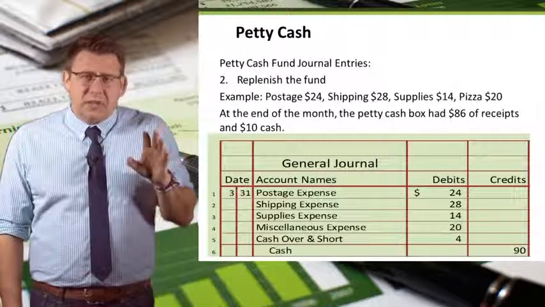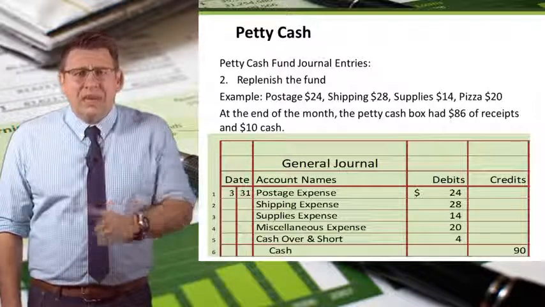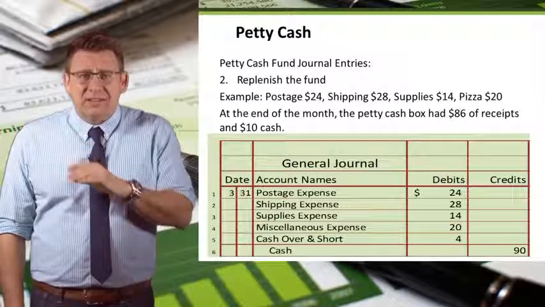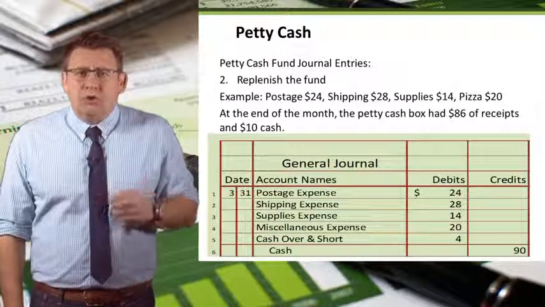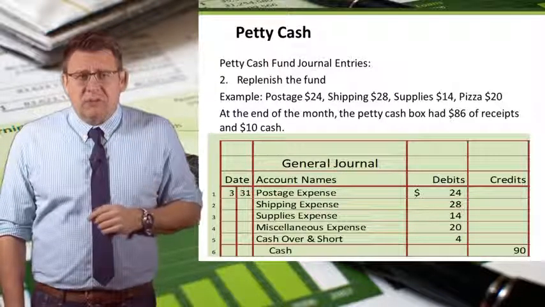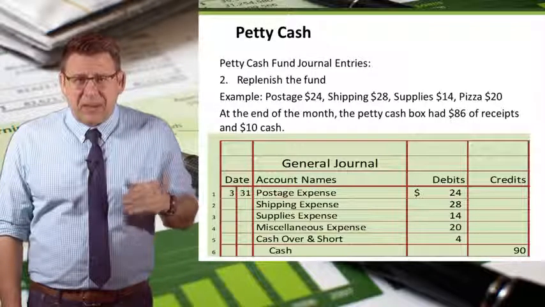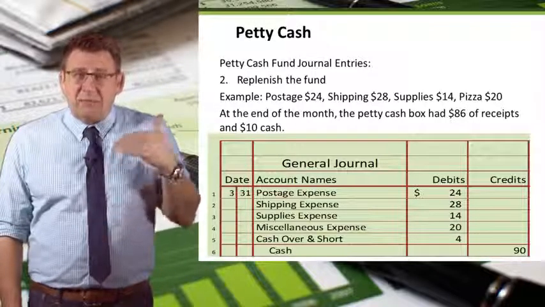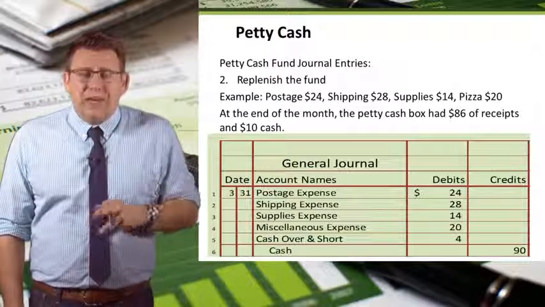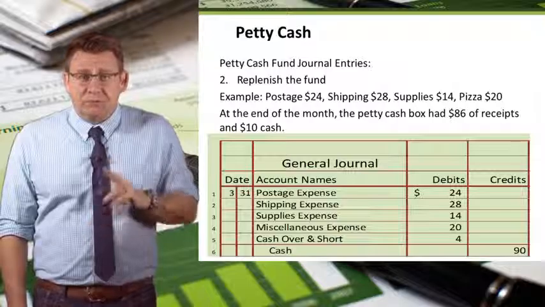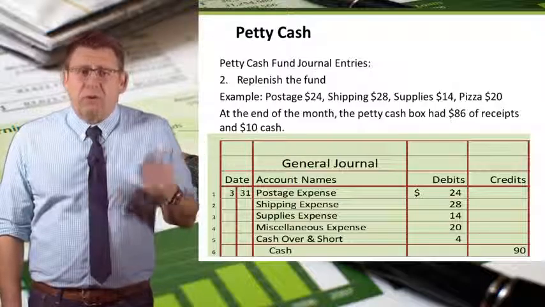So let's look at this example again, but this time let's assume we only have $10 of petty cash on hand. We need $90 cash to add to the $10, and that will bring our fund back to $100. In order to do this, we make a journal entry and write a check to ourselves. In this example, we debit postage expense, shipping expense, supplies expense, and miscellaneous expense for the amounts, and we credit cash for $90. Of course, 86 does not equal 90. We need to debit cash over and short for $4 to make the journal entry balance. Once we cash the $90 check, our fund will be back at $100.